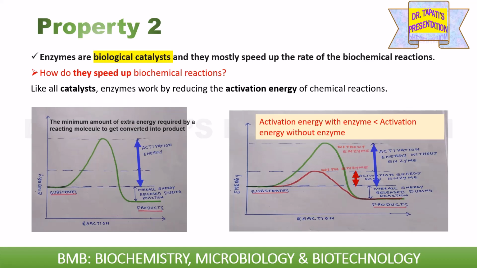Enzymes are biological catalysts or biocatalysts and they mostly speed up the rate of the biochemical reactions. Under optimal conditions, most enzymatic reactions can proceed at 10 to the power 8 to 10 to the power 11 times faster than corresponding non-enzymatic reactions. How do they speed up biochemical reactions?